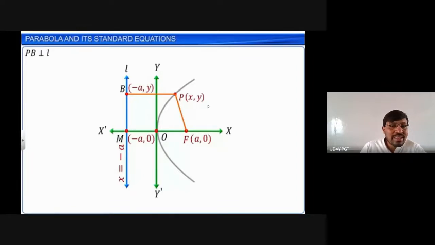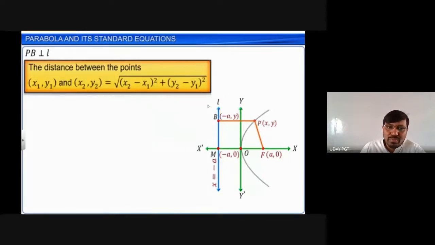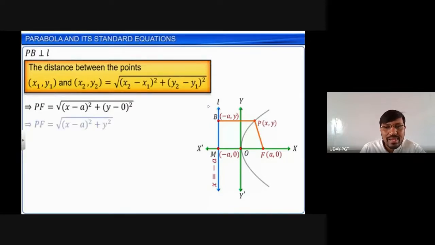Now the distance from P to F equals the distance from P to B, as per the definition of the parabola. The distance formula is the square root of (x2 minus x1) whole squared plus (y2 minus y1) whole squared. Applying it to P and F, we get the square root of (x minus a) whole squared plus (y minus 0) whole squared, which equals the square root of (x minus a) whole squared plus y squared.